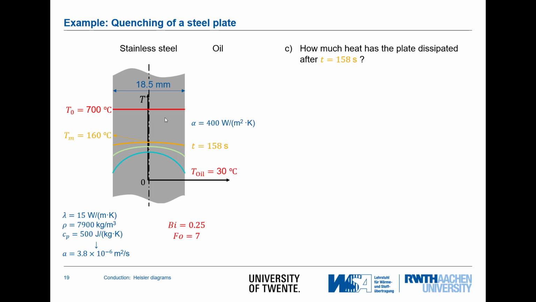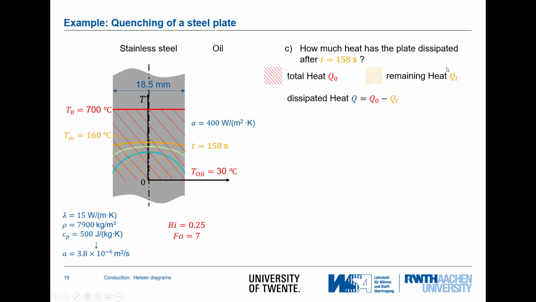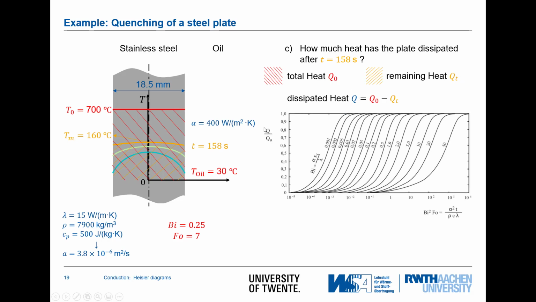Now the last part here is how much heat has been dissipated after this 158 seconds, or how much heat has been released to the oil. So we have here our total heat inside the system, and of course the remaining heat, and the dissipated heat is then the total heat minus the remaining heat. But what we will calculate anyway with the diagrams is the dissipated heat. So let's look at here the dissipated heat in relation to the total heat. We have the value of Biot squared times Fourier. If we plug in the values of the problem, we have a value of 0.43.